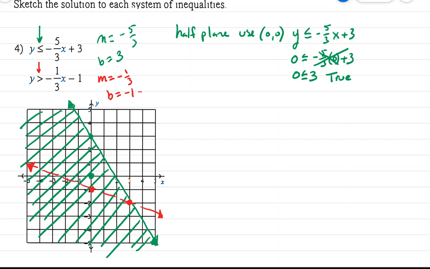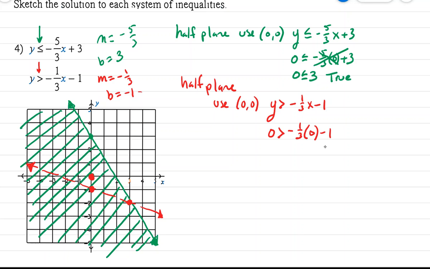And now we're ready to check for our half plane. We come back over here and we look at 0, 0, and notice the red line is not crossing on 0, 0. So we are going to use the ordered pair 0, 0 again with the equation y is greater than negative 1/3 x minus 1. Alright, so here we go. Y goes to 0. Inequality symbol stays the same. The negative 1/3 does not change. X goes to 0 and negative 1 stays the same.